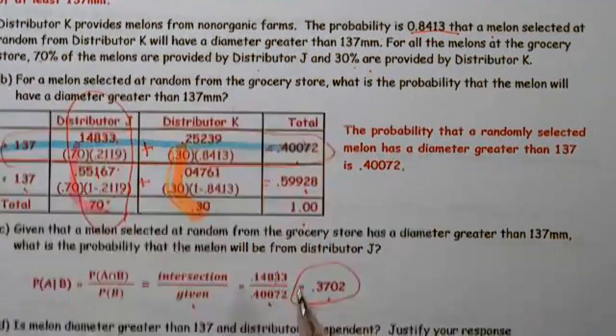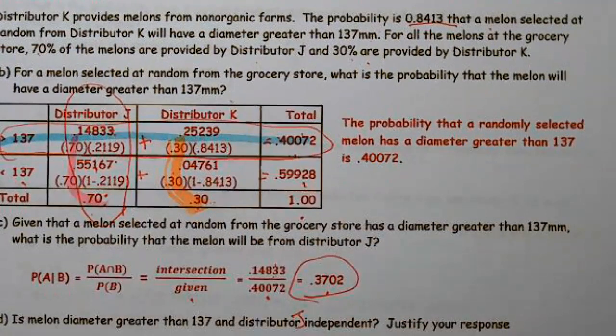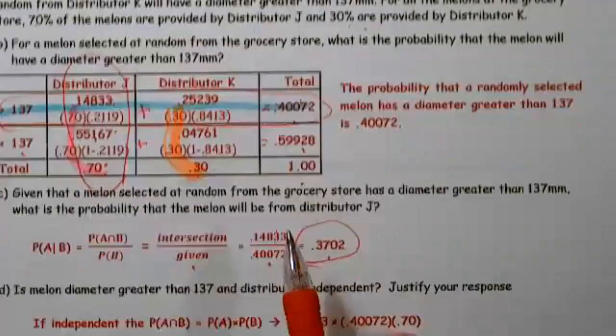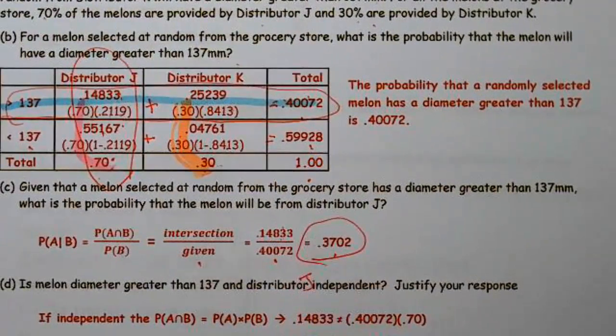Is melon diameter greater than 137 and distributor J independent? I really wanted to say distributor J independent, and I didn't put the J in there. Justify your response. If things are independent, you had a couple ways to work this problem, and I went with the multiplication rule just because I think it's easier. So I went A intersect B equals A times B.